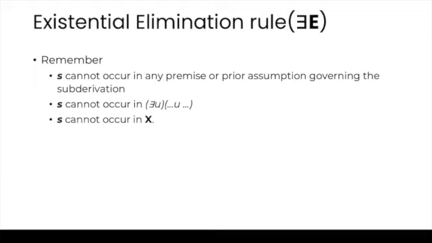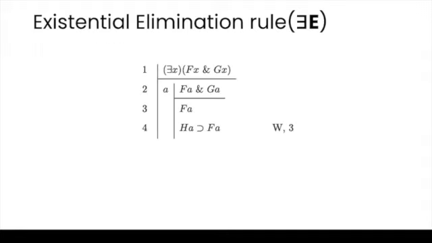S cannot occur in the existential sentence we are exploiting. S cannot occur in X. As to why your special name can't occur in the conclusion of the subderivation, the reason is that you will export that conclusion out of the subderivation and onto the outer derivation.